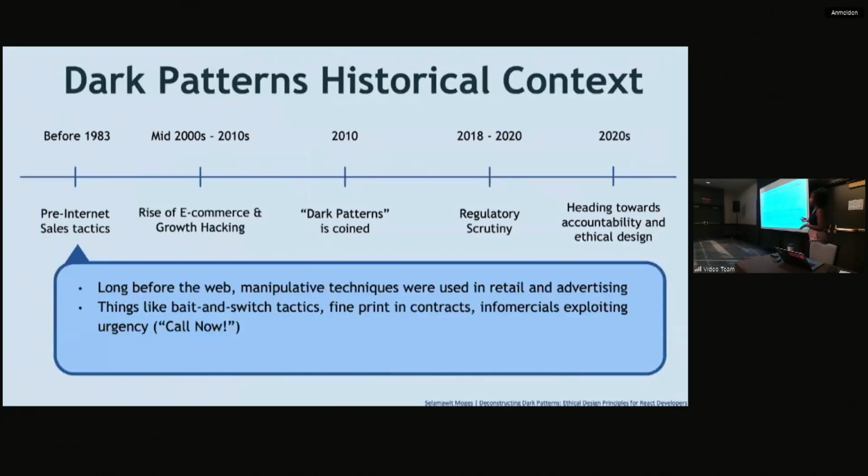And surprisingly, dark patterns' historical context starts before the internet. So before 1983, pre-internet sales tactics, so long before the web, manipulative techniques were used in retail and advertising. Things like bait and switch tactics, fine print in contracts, and infomercials exploiting urgency, if you remember the "call now."